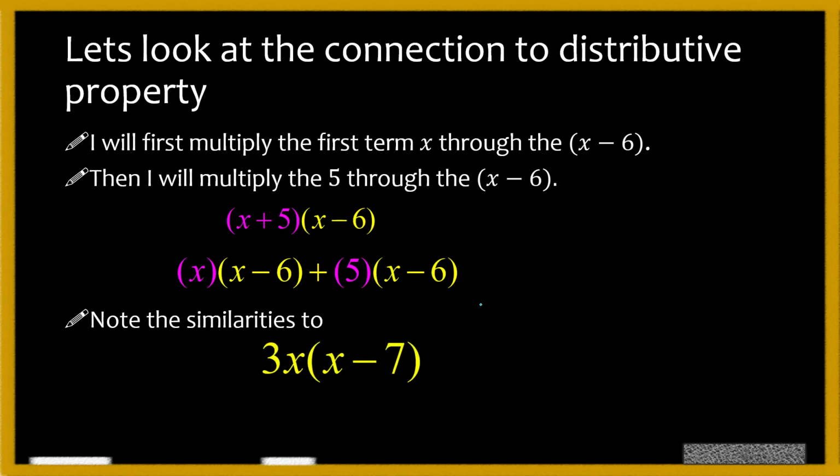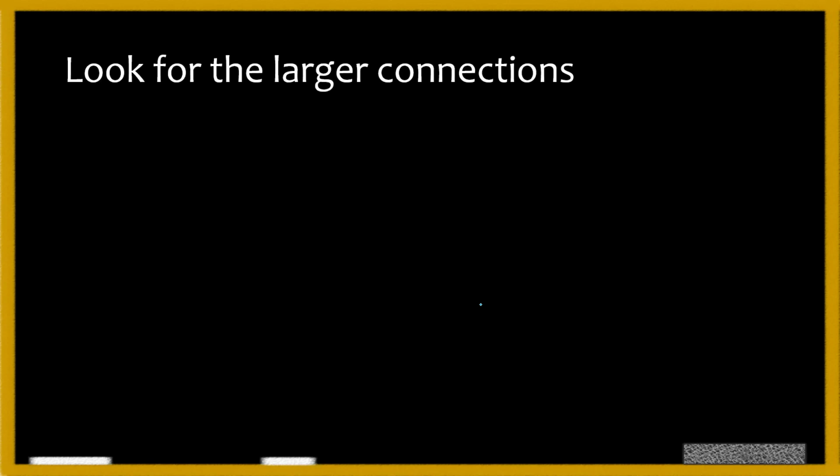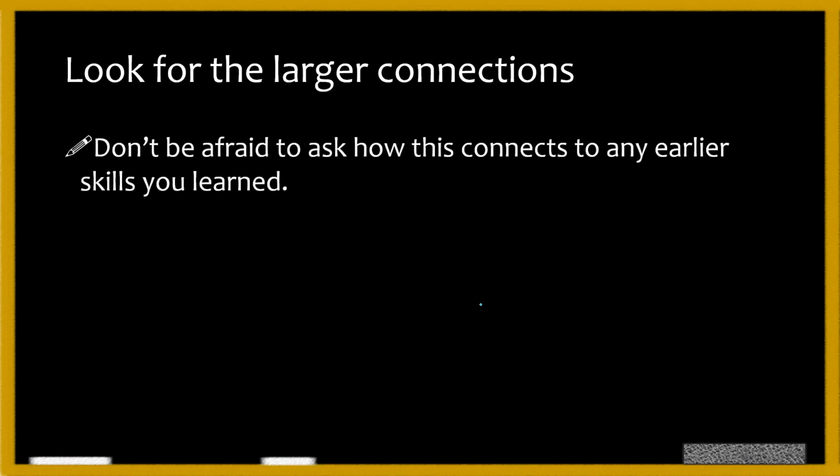3x times x minus 7. Notice I took the 3x times the x and the 7. It's just instead of having two terms, I only had the one term to distribute. So you need to look for the larger connections. Don't be afraid to ask how this connects to any earlier skill that you've learned.